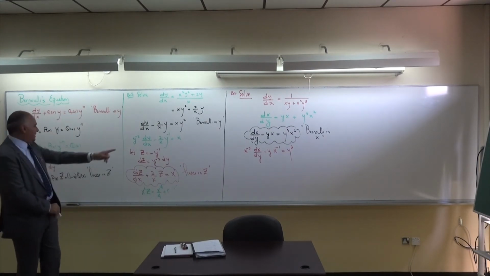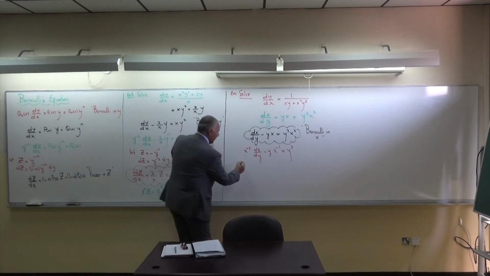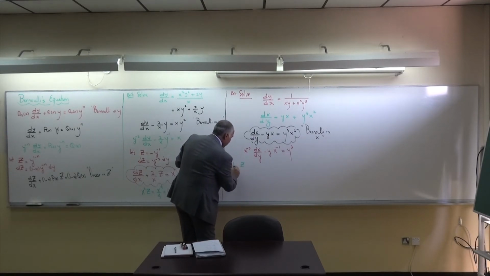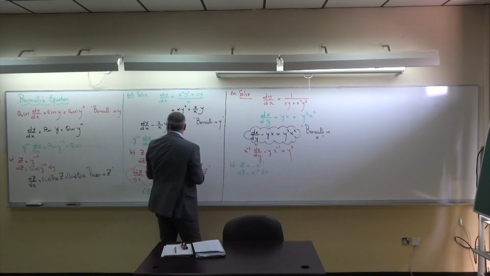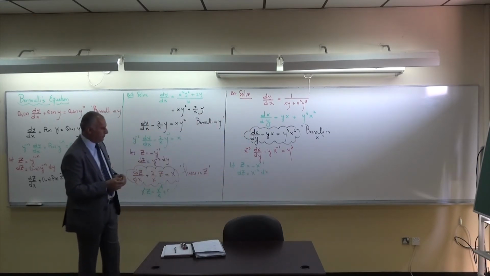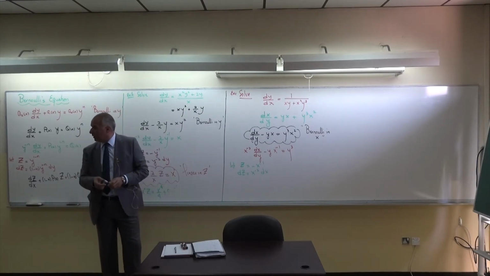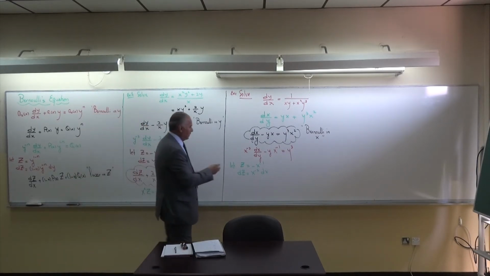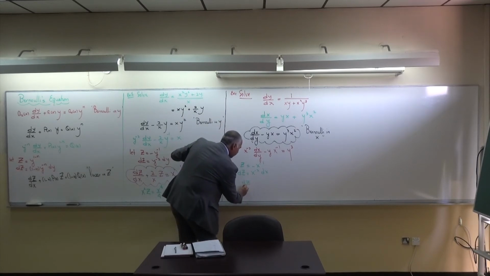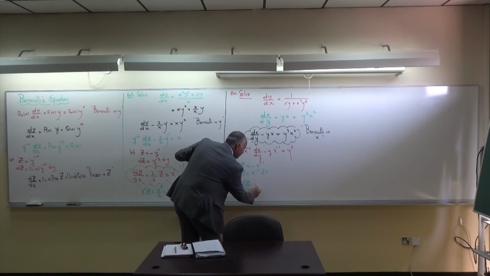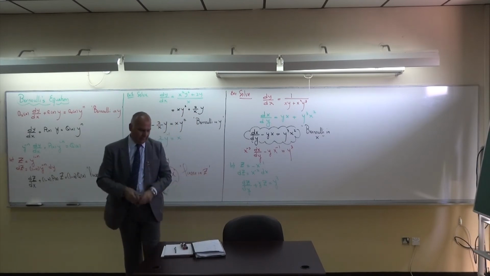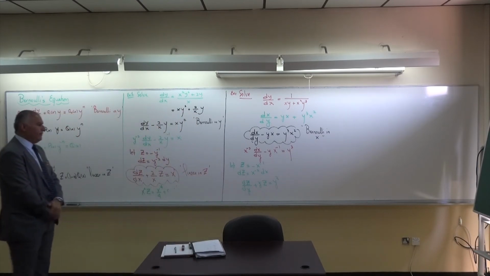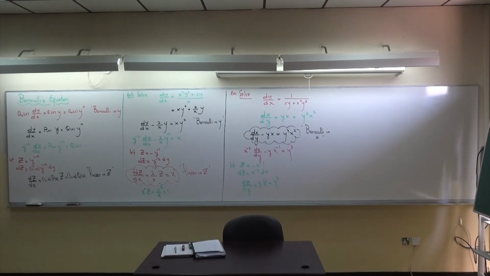Once you reach this step, the substitution is the same as in the previous exercise. We take z equals minus x to the minus 1, so dz equals x to the minus 2 dx. The exercise becomes dz over dy plus y z equals y cubed, which is clearly a linear differential equation of order 1 in z.